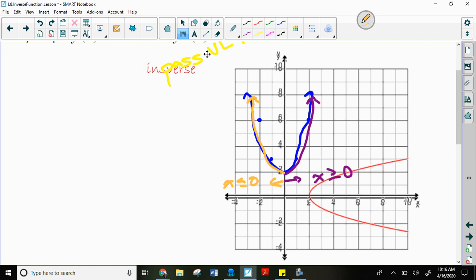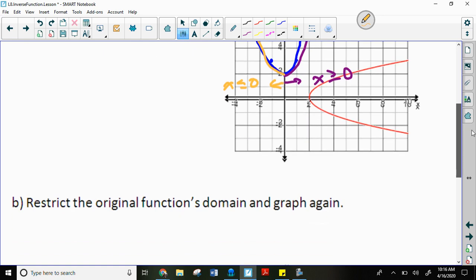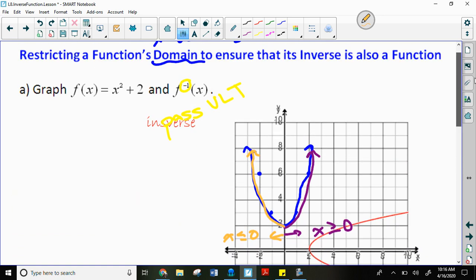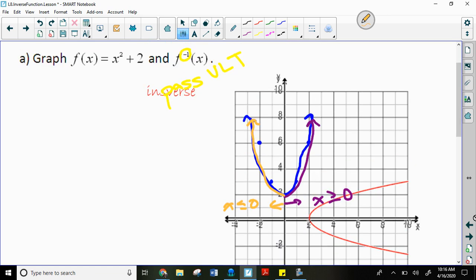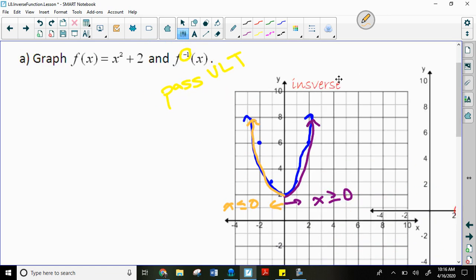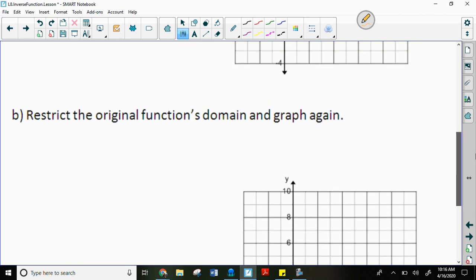No, it's not. Megan, what are you doing now? That's not the original. Restricting a function's domain to ensure that its inverse is also a function. That's both lines of the inverse. We're putting that away. I think I copied it onto this page, and it's not supposed to be here.